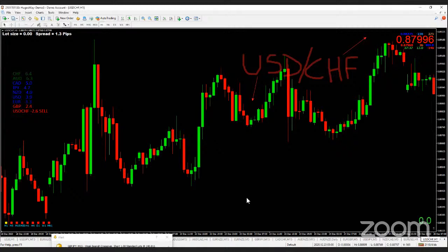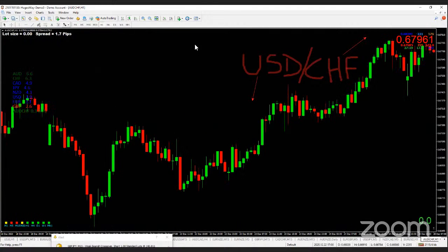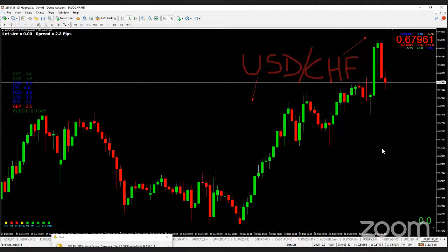So let's do that. Let's go back to our market watch window again. We're now looking for Aussie dollar CHF. There we go. Now, they are more or less of the same strength. Okay, so let's go to where we are at today. Wow, we can see what's going on there now. This is now Aussie dollar CHF.